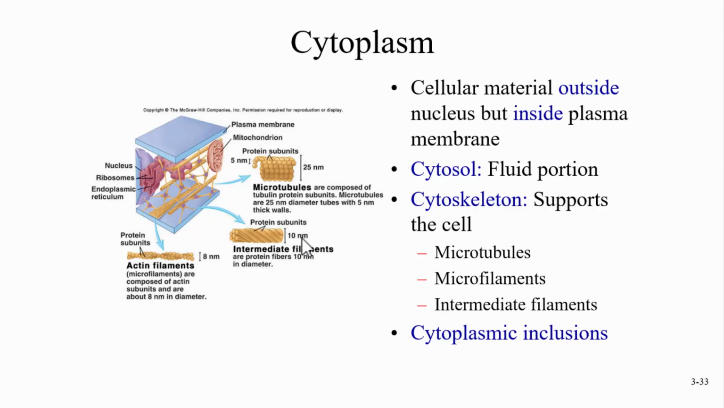Intermediate filaments are about 10 nanometers. They're protein fibers. What else? Microtubules are composed of tubulin protein subunits. Microtubules are 25 nanometers diameter tubes with 5 nanometer thick walls. And again, these things can be used to make cilia or flagella and so on. So just like our skeleton gives us structure and some function, the cytoskeleton gives the cell structure and function.